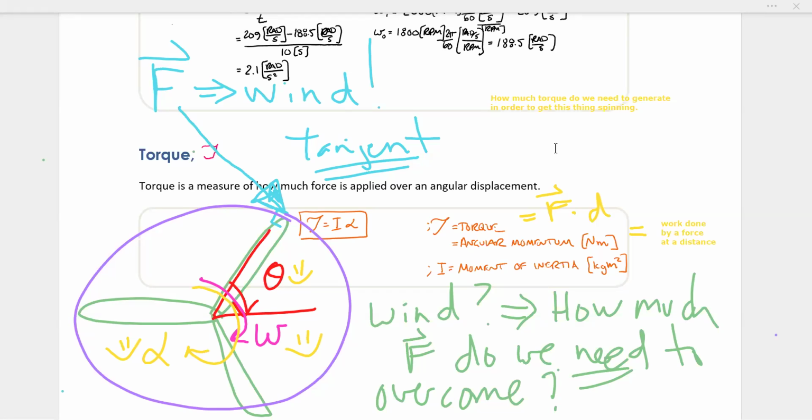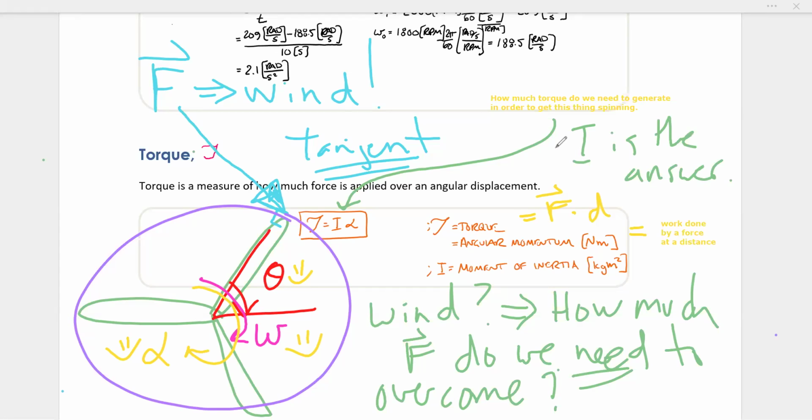Well, it depends on how much it's accelerating or decelerating. And it depends on I, which is moment of inertia. This is highly dependent on moment of inertia. So I is the answer. And what is I? It's moment of inertia. Inertia means how much does it take to get something going? How much does it take to make it stop?